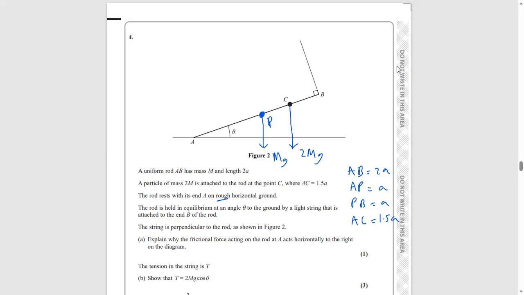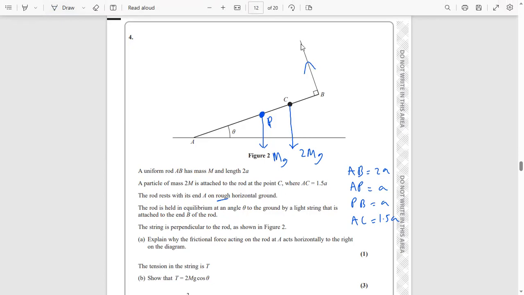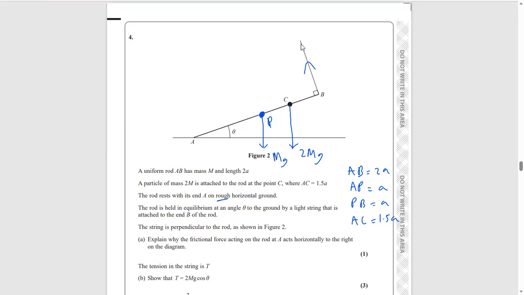The rod is held in equilibrium at an angle theta to the ground by a light string that is attached to the rod at the end of the rod at B. So we've got this string here which is pulling us upwards. You've got this string here at the end, and that's pulling us upwards, and there's going to be tension there. So just call the force in the string the tension T. So what we notice is that we can take components of this tension force here, can't we?